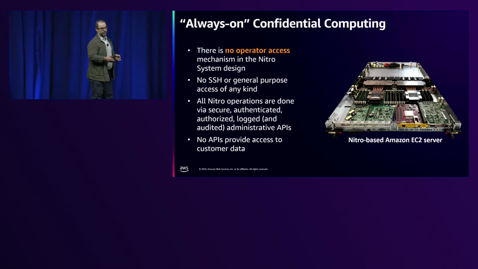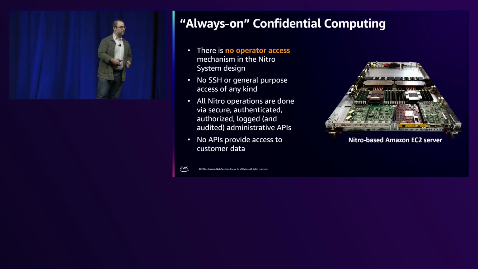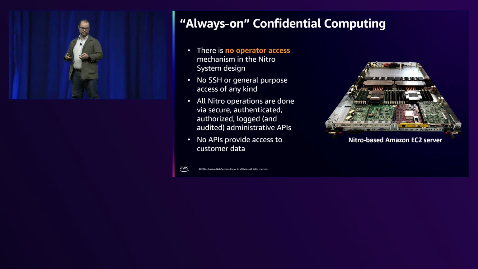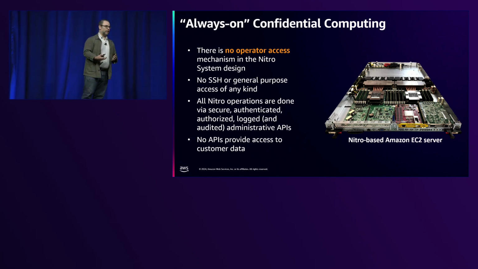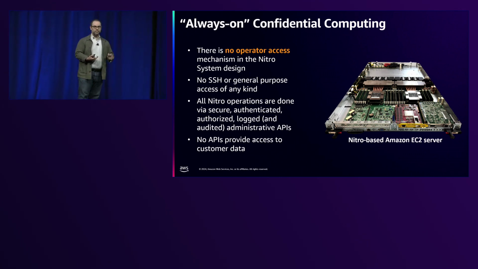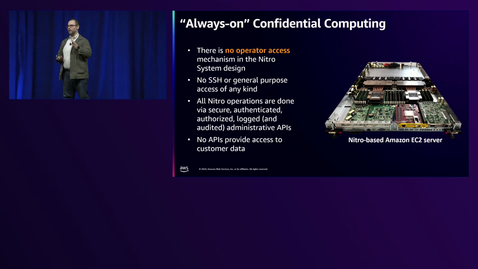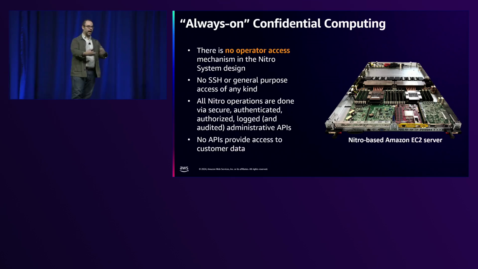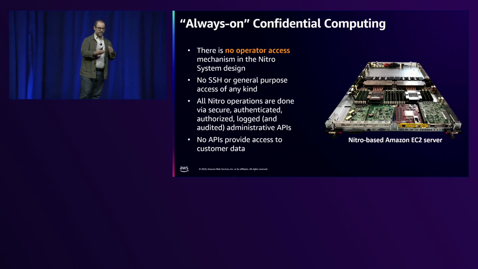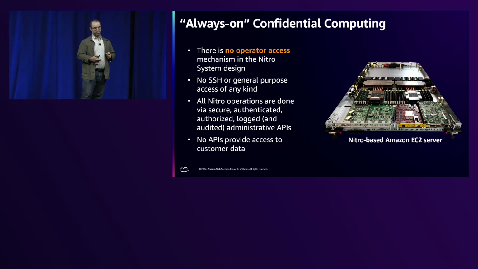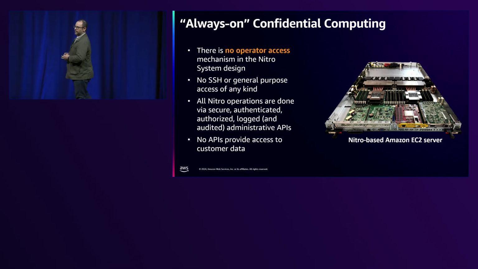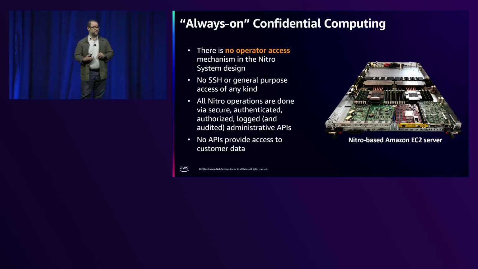Perhaps one of the most important security attributes of the Nitro system is that by designing the system from the ground up, from the silicon and the software that powers the system, we were able to set out with a bold goal that we delivered upon, which is to build a virtualization system that runs at cloud scale, hyperscale, across the world, with zero mechanism or capability for any AWS operator to access the contents of a customer's EC2 instance. It is entirely isolated from all AWS operators or systems. There's no SSH or general purpose access of any kind. There's no shell. All Nitro operations that are performed by systems or, in rare cases, human operators are performed via secure, authenticated, least privileged, authorized, and audited administrative APIs. And none of those APIs, by design, can provide access to the contents of a customer's EC2 instance.